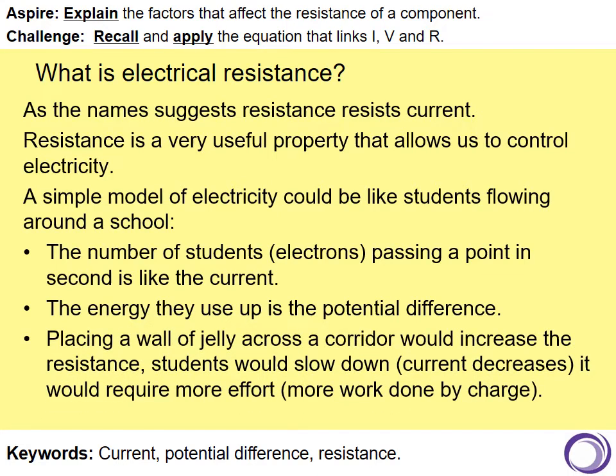And if we were to place a wall of jelly across a corridor, for instance, it would make it very difficult for the students to get through. This would increase the resistance. Students would slow down, which means the current decreases, and it would require a lot more effort, which means work is done by the charge on those electrons or those students.